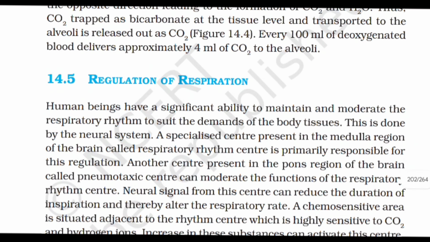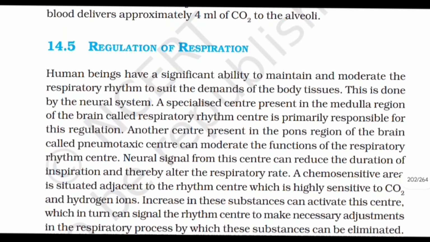Regulation of respiration. Human beings have a significant ability to maintain and moderate the respiratory rhythm to suit the demands of the body tissues. This is done by the neural system. A specialized center present in the medulla region of the brain called respiratory rhythm center is primarily responsible for this regulation. Another center present in the pons region of the brain, called pneumotaxic center, can moderate the functions of the respiratory rhythm center. Neural signal from this center can reduce the duration of inspiration and thereby alter the respiratory rate.